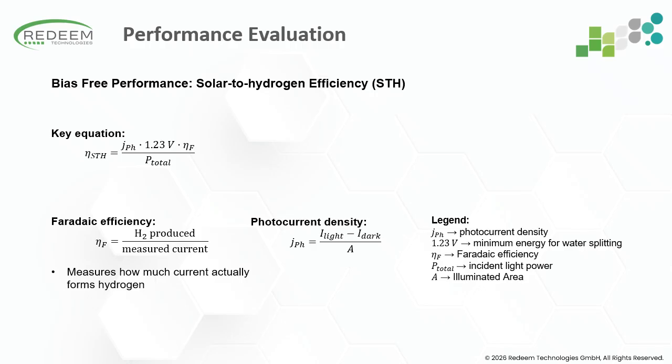Finally, the photocurrent density is an essential input for calculating the STH in the first place. It represents the current generated under illumination, but it's important to subtract the dark current before using it in the calculation, because otherwise currents originating from non-photo-induced electrochemical processes would be included, and this leads to an overestimation of the true photoelectrochemical performance.